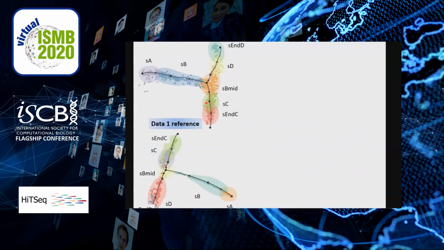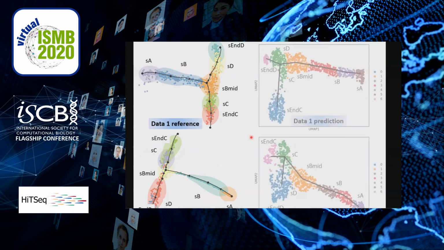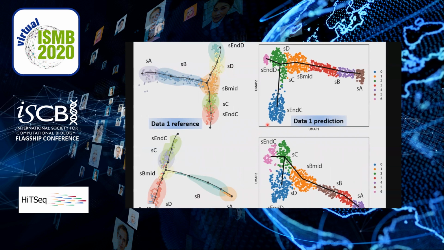Figures on the left side are data 1 and data 2 ground truth trajectories. SA and SB are the names of states. These on the right side are predicted clusters together with trajectories with Capital. Each state was annotated by looking into the expression of a marker gene.